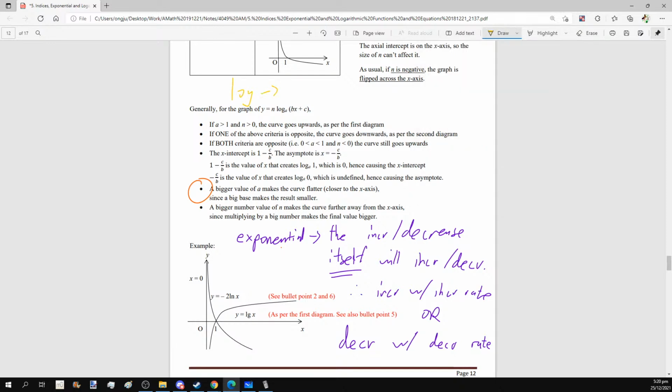Logarithms will be the opposite. Logarithms will increase with decreasing rate, or will decrease with, let's see, yep, decrease with increasing rate. Okay, let me erase all of this.